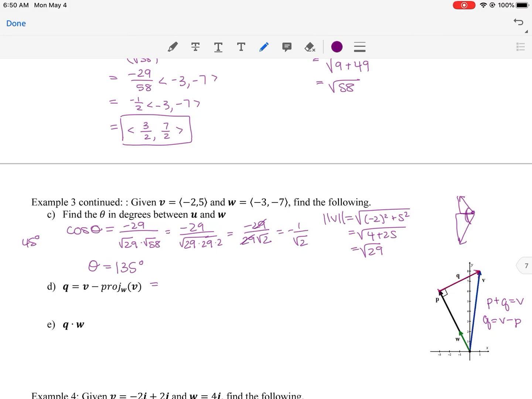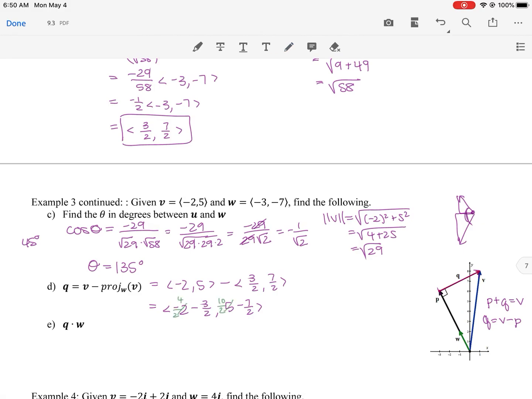Okay, so my vector V is -2, 5, and my projection is 3/2, 7/2. So remember here we take the first components, -2 minus 3/2, and then we do 5 minus 7/2. To make my life a little easier, I'm going to make it a common denominator, so this is really -4/2, and this is really 10/2. So when I do -4 minus 3, I get a -7, and they have the same denominator of 2. And then 10 minus 7 is 3/2. You should notice there's a little relationship there, right?